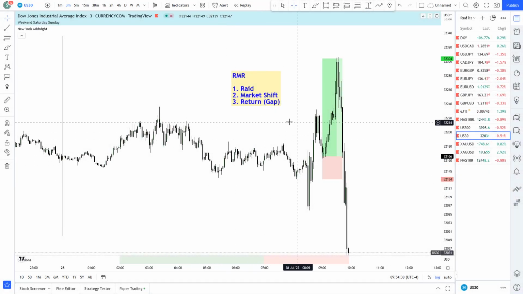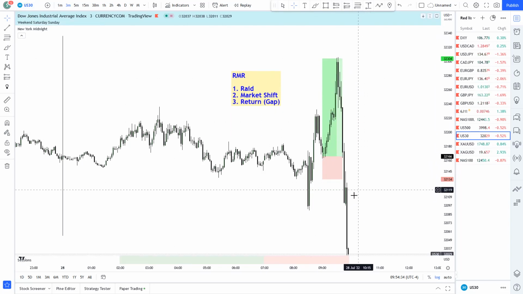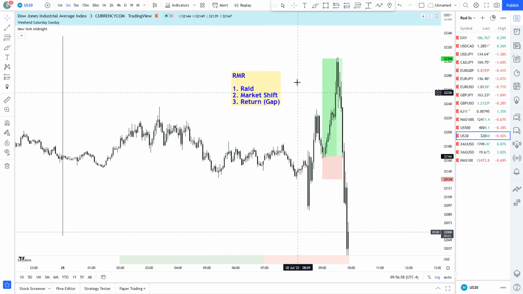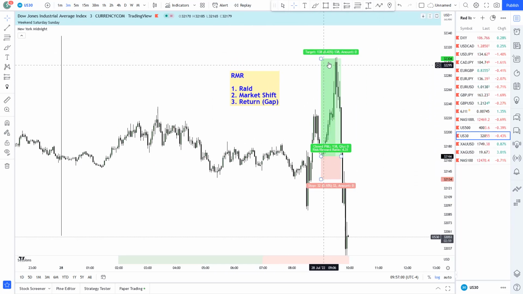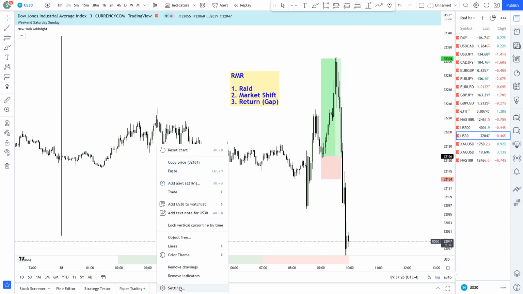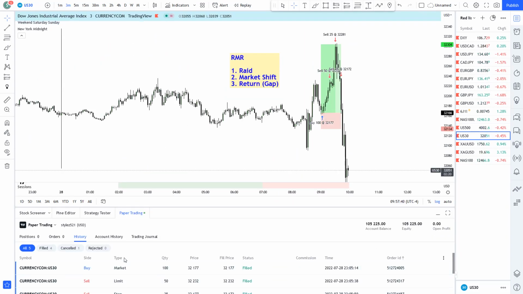It's the 28th of July, we're on the DOW, so the US 30, and we've managed to capture this bullish move which was framed with the RMR pattern. And you guys already know, this isn't one of those hindsight videos where we pretend like we called this move after it happened. We actually managed to make the executions, which I'll turn on right now. And you can have a look at the account history, including all the market and limit orders that I made.